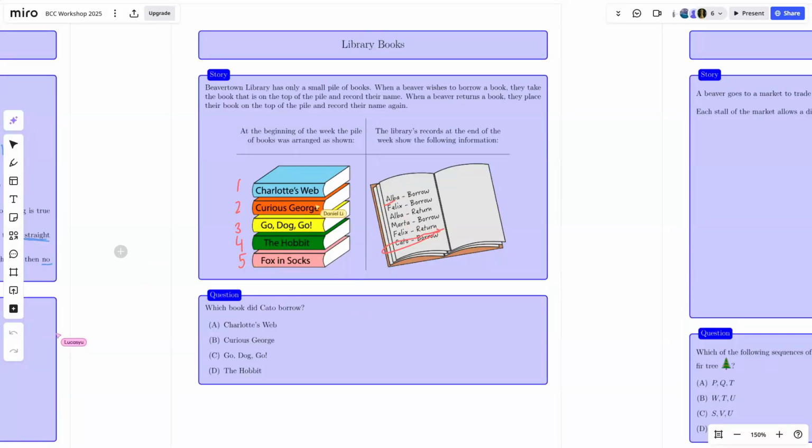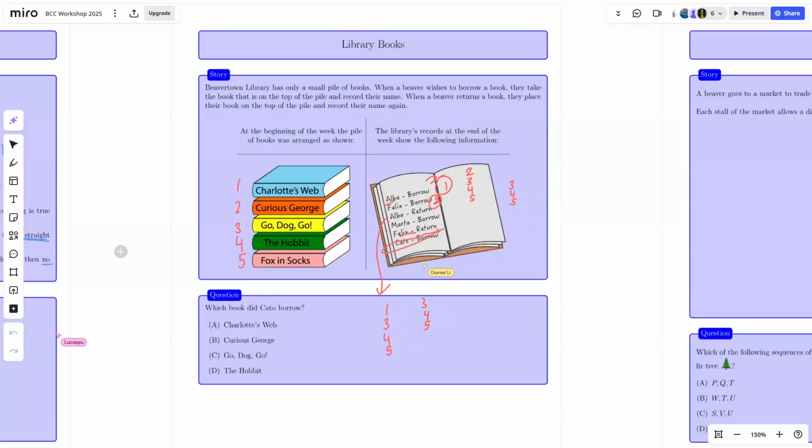So first of all, Alba borrowed. So he borrowed 1, right? The top of the pile. So this leaves 2, 3, 4, 5 remaining. Felix borrowed 2, and this leaves 3, 4, 5. Alba returned, you see, he borrowed 1. So now it becomes 1, 3, 4, 5. Marta borrowed, so she borrowed 1. So it becomes 3, 4, 5.